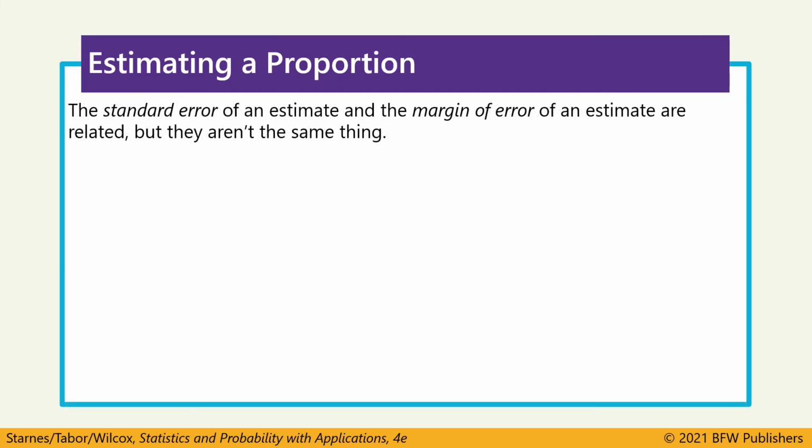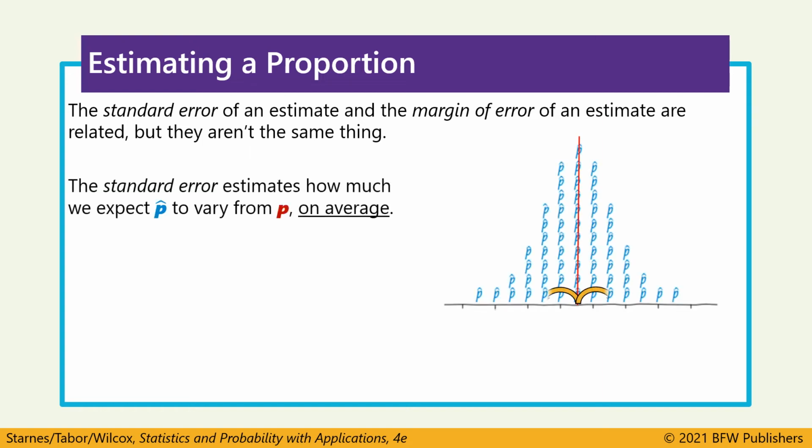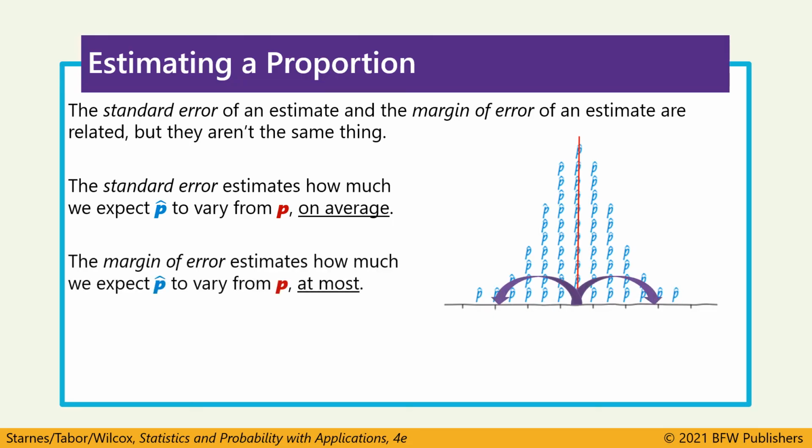When it comes to terminology, standard error and margin of error sound like the same thing, but they're not. Standard error estimates how much p hat varies from p on average, while the margin of error estimates how much we expect p hat to vary from p at most. And that's an important distinction because when we create our confidence interval, we're creating a range of values, and we're hoping that the true population parameter is within those values. So in other words, how far at most do we expect that population parameter to be from our p-hat?